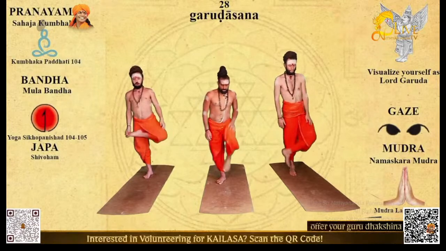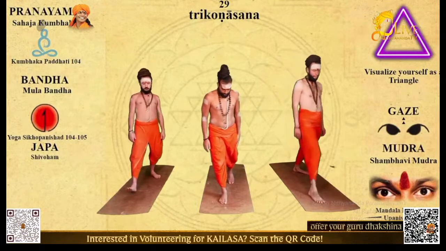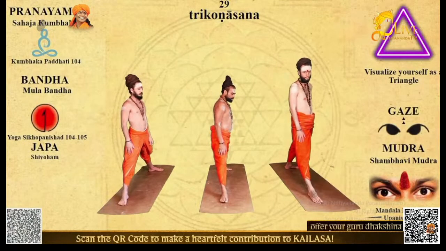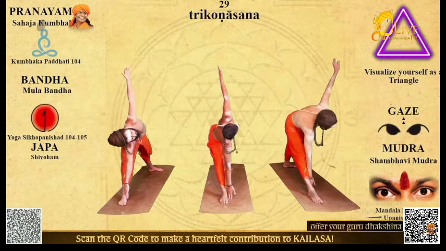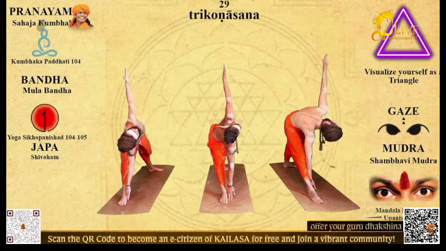Now relax. Now the next asana is Trikonasana. Bring the right leg at front, toes facing forward. Now left leg at back, feet facing outward, sideways. Bring both the hands parallel to the ground, lean forward and down. Left hand towards the sky, gaze up as you visualize a triangle in your inner space.